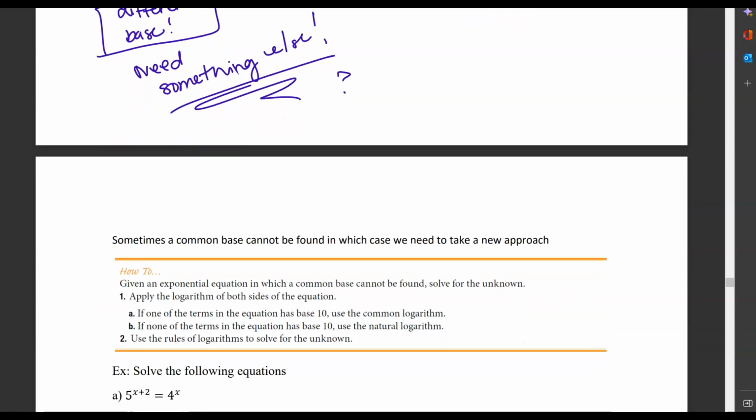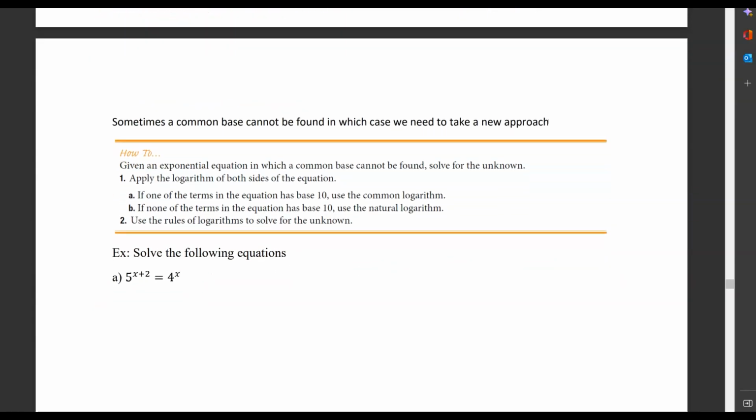Okay. So sometimes the common bases, just like we just saw in the last example, cannot be found, which is the case where we need to take a new approach. So given an exponential equation in which a common base cannot be found, solve for the unknown: apply the logarithm to both sides of the equation. If one of the terms in the equation has a base 10, use the common logarithm. If none of the terms in the equation have base 10, use the natural logarithm. Okay. Use the rules of logarithms to solve for the unknown.